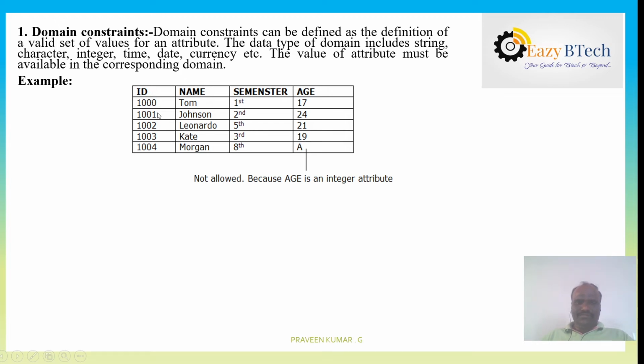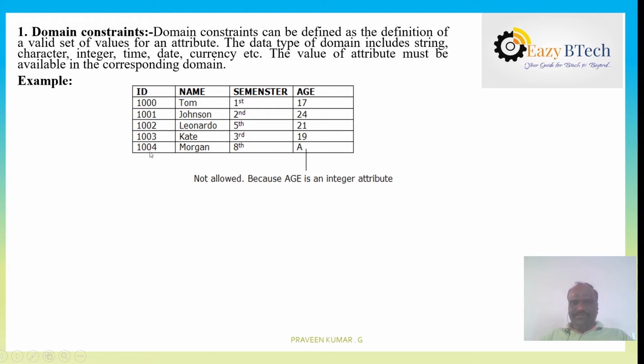ID is in the form of an integer. That's why you have to declare it when you create a table; we give ID as a number or integer. Next, name is in the form of a string, so when you declare the data type, we give it as a string. Semester is alphanumeric; here we write first, otherwise first semester, second semester, like that. Next one is age. Age is in the form of only integer.